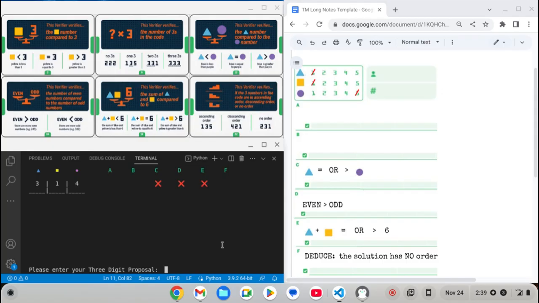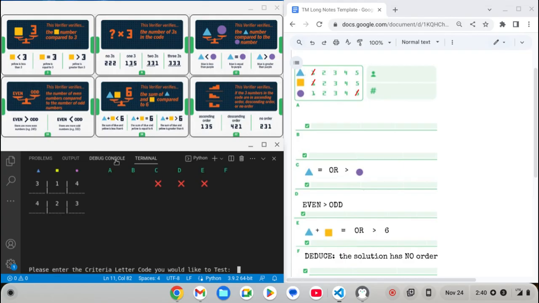So let's see what happens. 4, 2, 3. And just to go over it, is triangle equal or greater than circle? Yeah, triangle is bigger than circle. 4 is greater than 3. There are more evens. We're proposing that the sum is 6. Yeah, that's still valid. And that has no order. Okay, so let's give that a try.